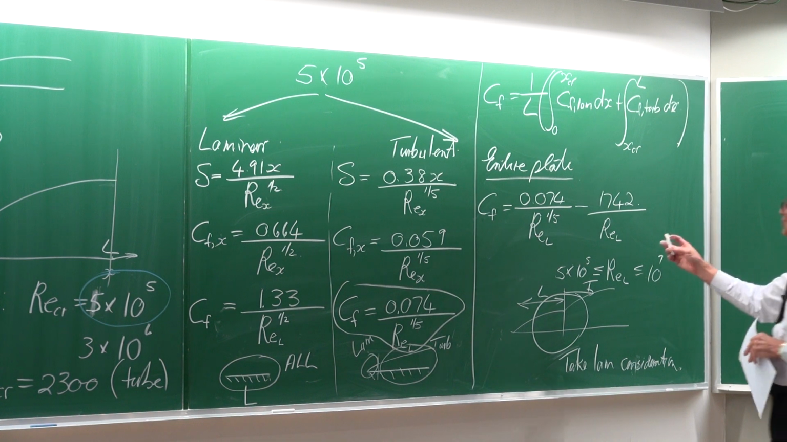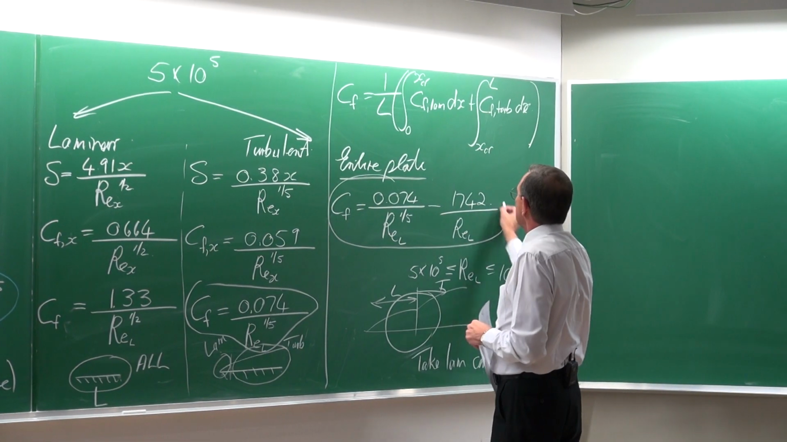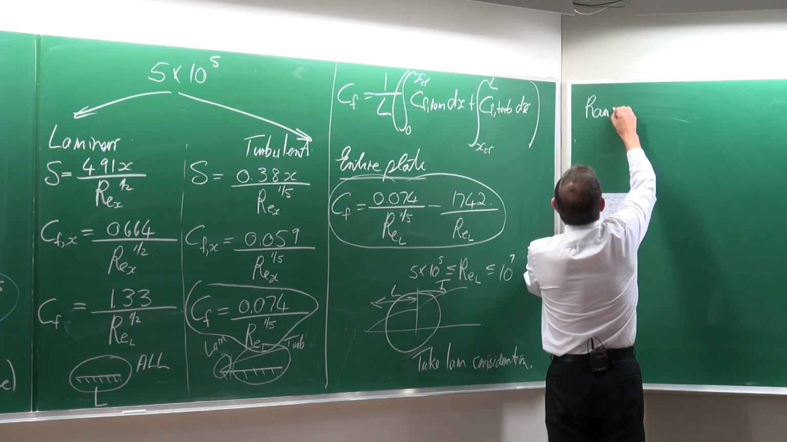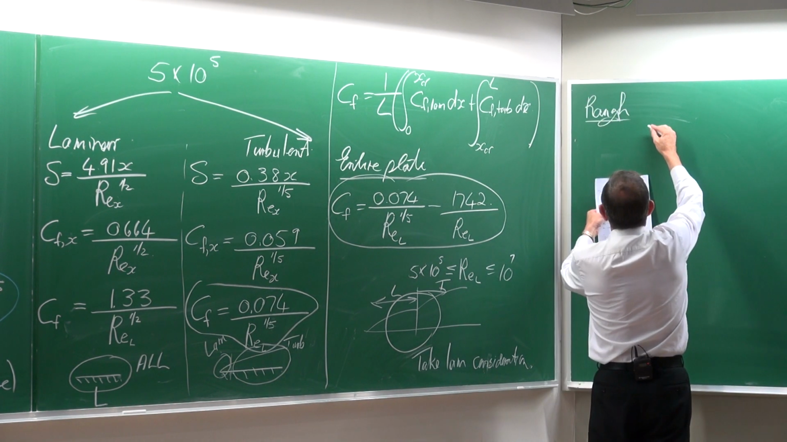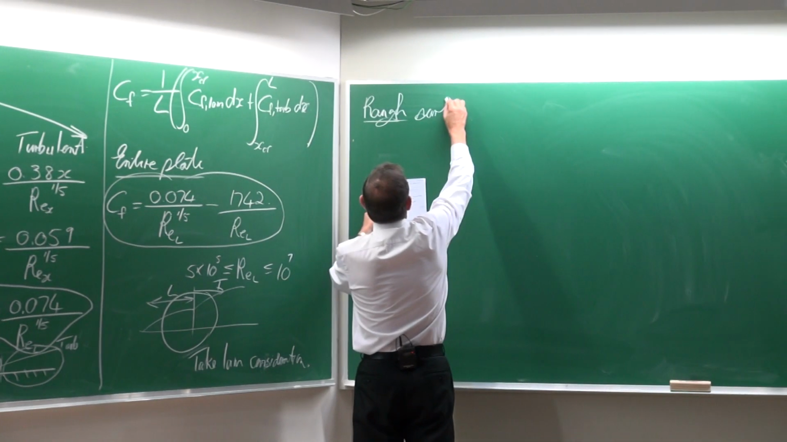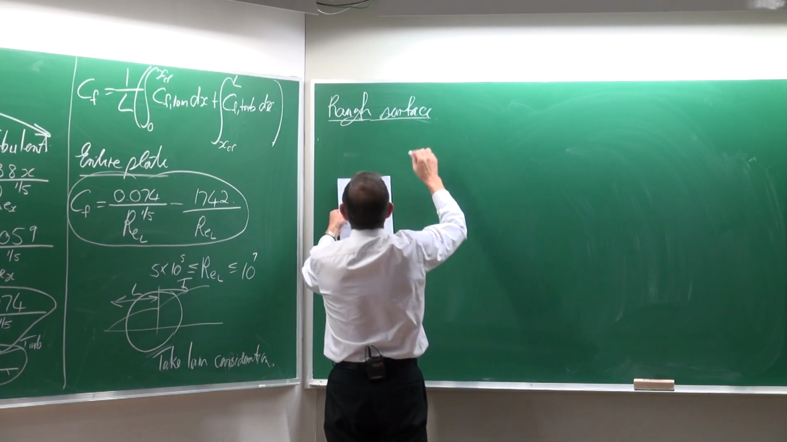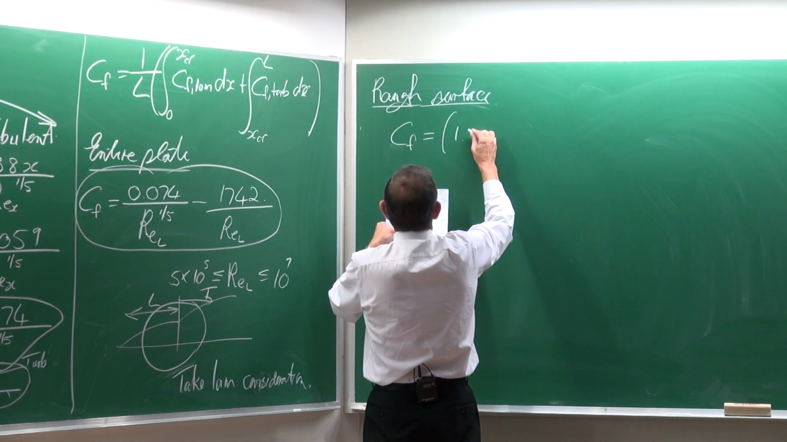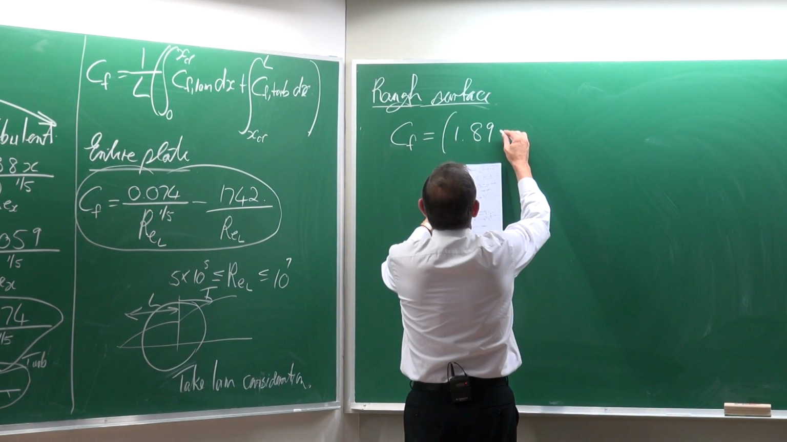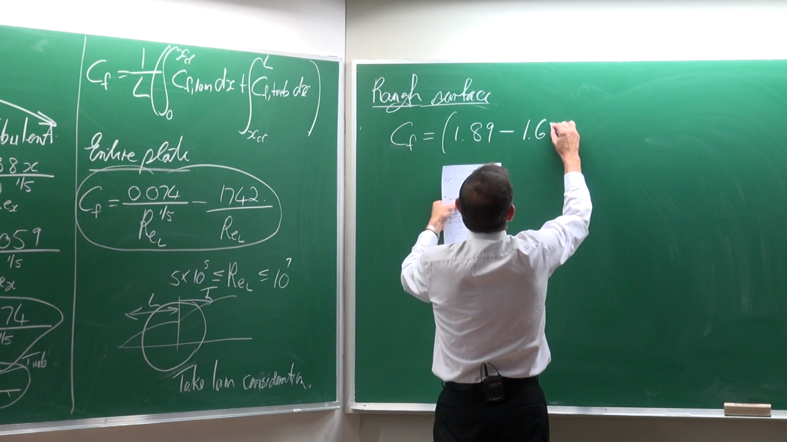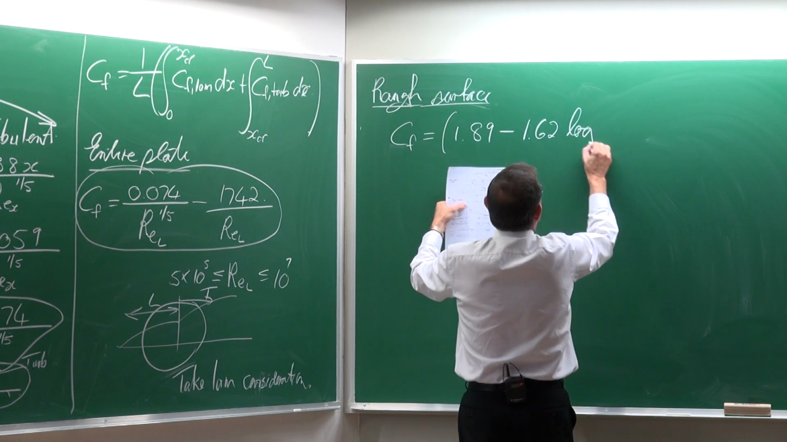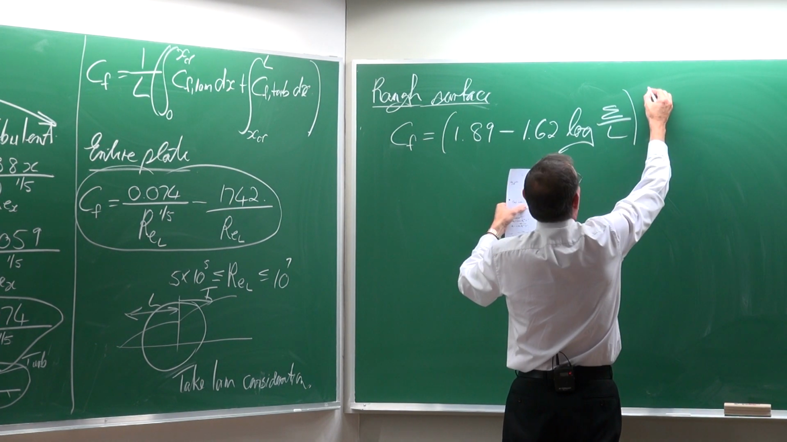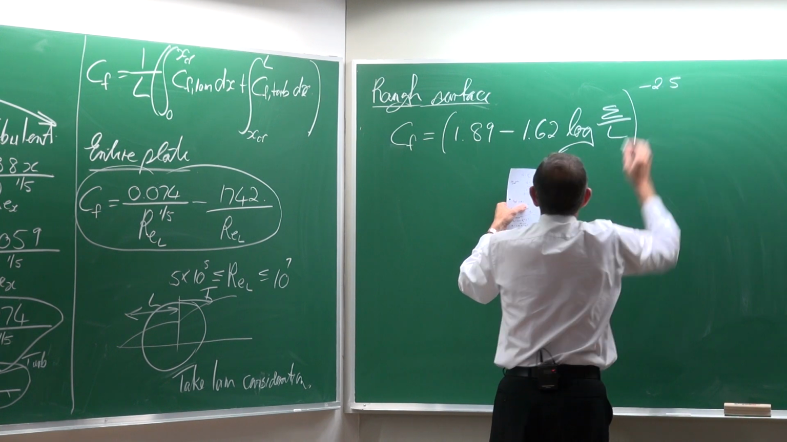Now this is for a smooth tube. If it is a rough surface, sorry, not a tube, a flat plate with a rough surface, then Schlichting has determined that the friction coefficient is equal to 1.89 minus 1.72 log of epsilon divided by L, to the minus 2.5, an equation like that.